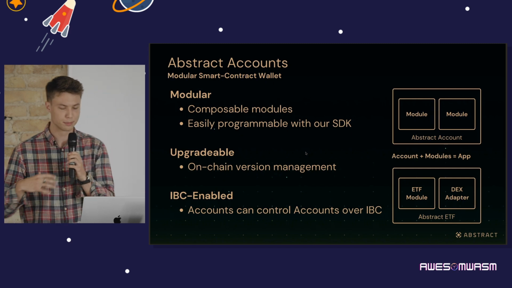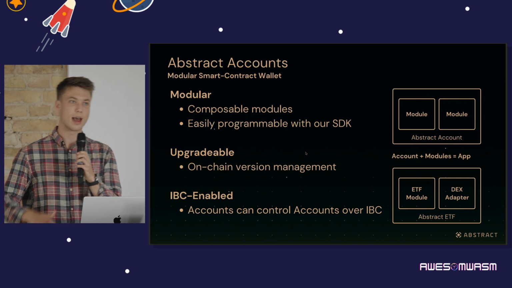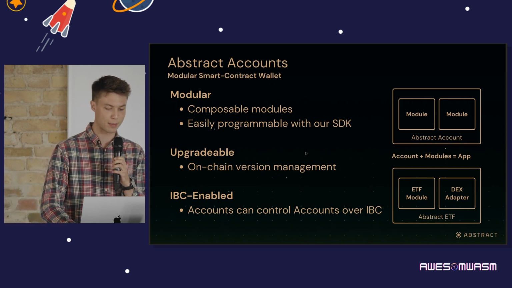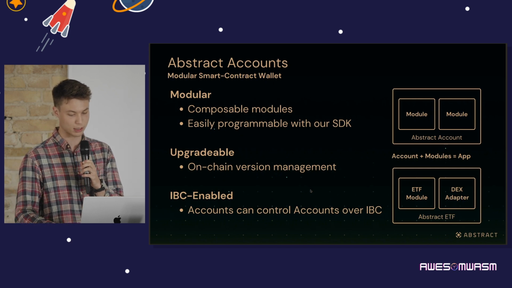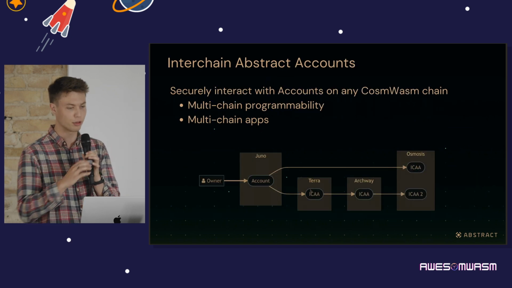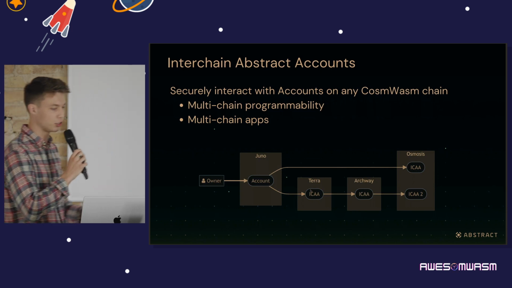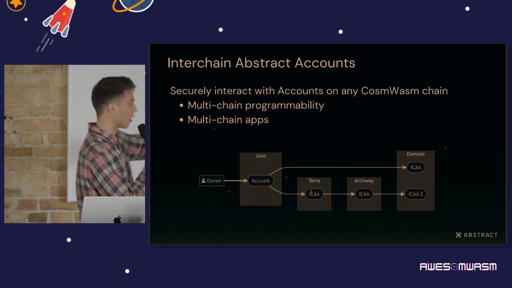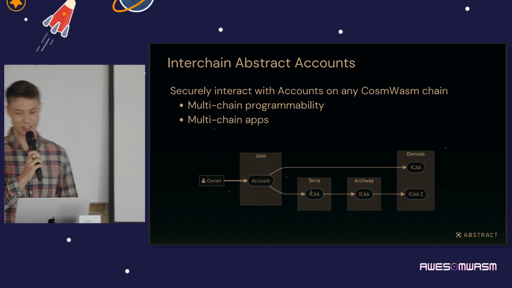You can also do a lot of version management on chain, so you can upgrade certain parts of your code and certain parts of your application and have it asserted on chain that those versions actually match. And then it's also IBC enabled, which is the topic of today. The first IBC feature that we implemented is interchain abstract accounts. Interchain abstract accounts allow any account owner to create interchain abstract accounts on other chains.